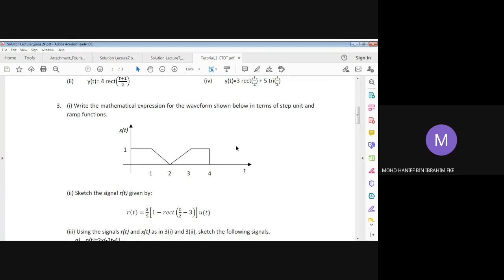All right, so it's the same question that we have in the class. Basically for x(t), what you have to do is divide this x(t) into its respective regions. We have region number 1, from 0 to 1. Let me see if I can sketch somewhere here using the Jamboard. Let me see, the whiteboard.